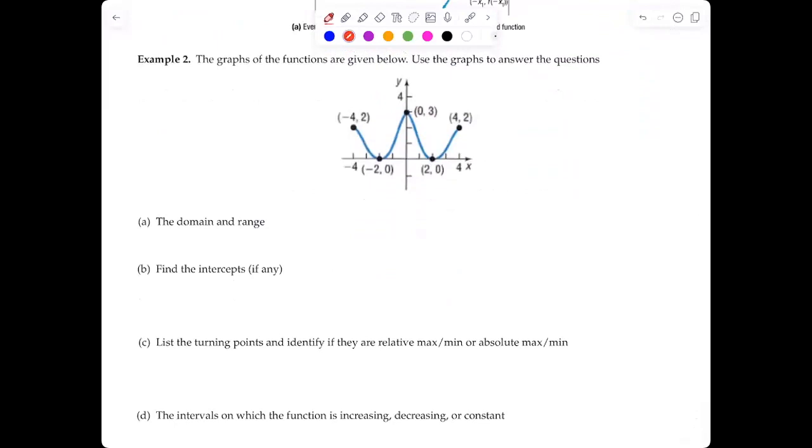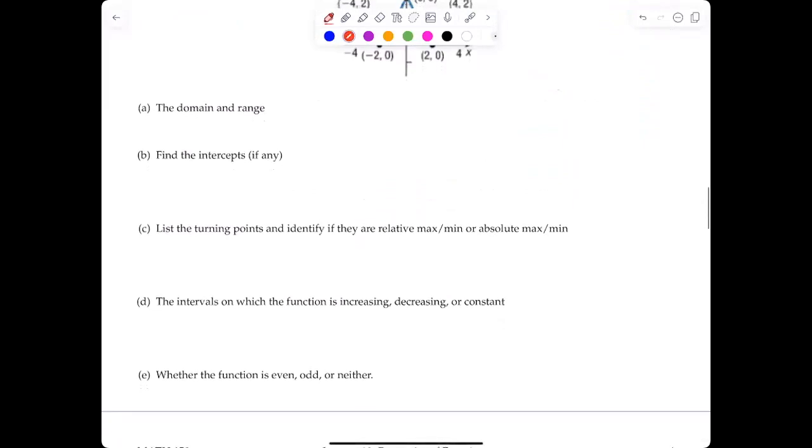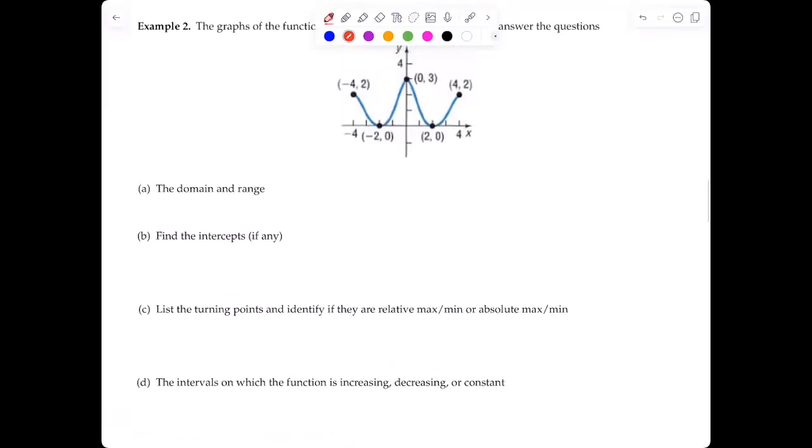Example two, given this graph, can you identify the following? The domain and range, the intercepts, list the turning points, and then find relative maximum, minimum, or absolute maximum, minimum. And then identify the intervals on which the function is increasing, decreasing, or constant, and whether the function is even, odd, or neither. So what is the domain of this function?